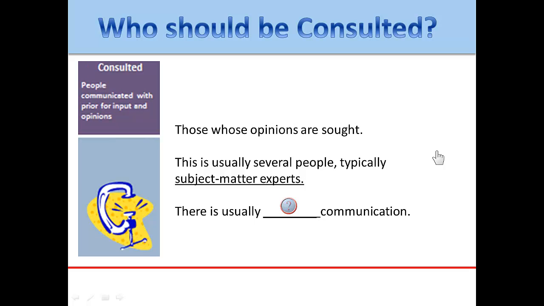In other words, those whose opinions are sought out. This is usually several people, and they are typically subject matter experts. What type of communication is this? The answer here, there is usually two-way communications. The idea is that there will be people who are consulted, who are given information, and there is an expectation that they will read that information, use it, reflect on it, and provide some type of response that then will influence what's being done by the project.